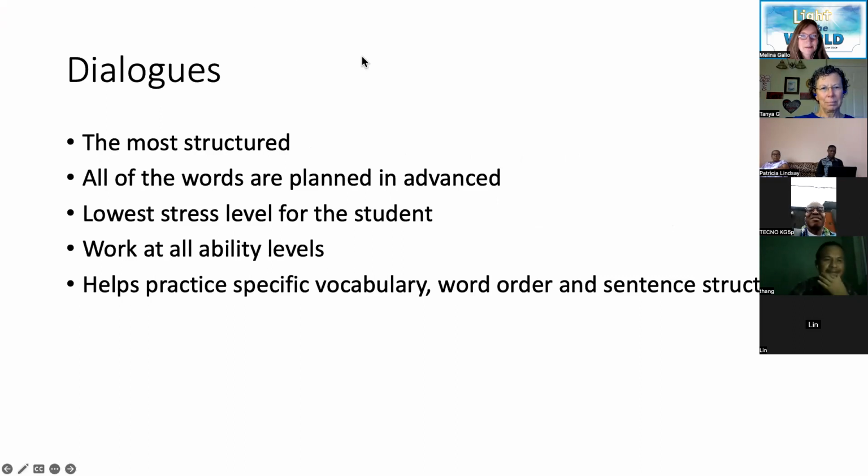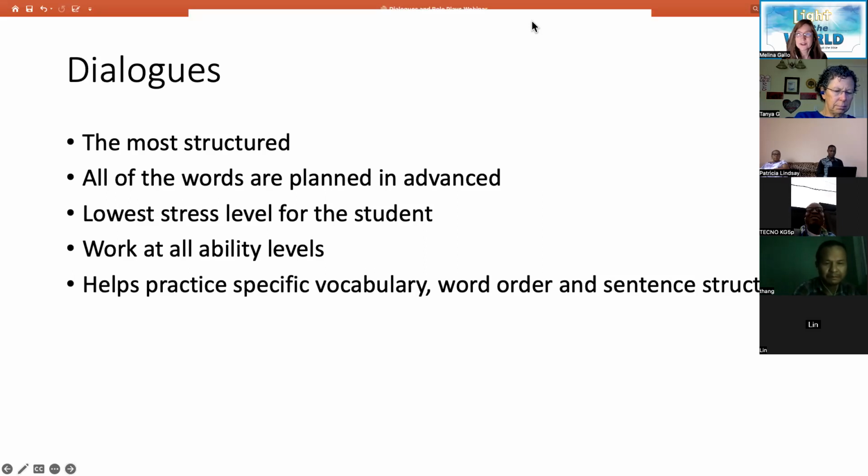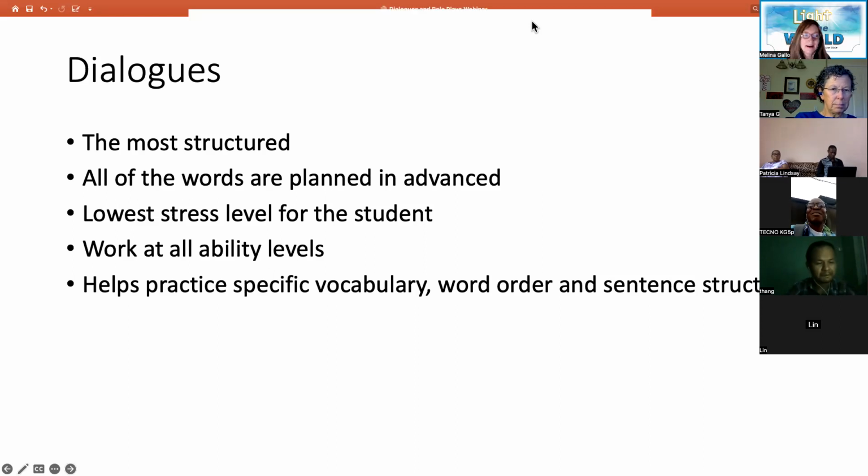So first of all, I'm going to talk about dialogues. In every Light of the World lesson, part 3, we have what are called conversations. These are usually written dialogues with 2 parts, A and B. And sometimes we use cards, the A card and the B card, so we know who is speaking. One person takes the role of A, the other person takes the role of B.